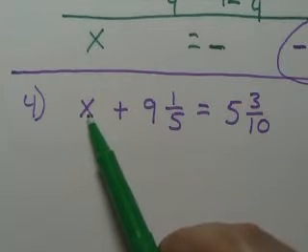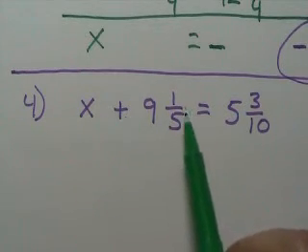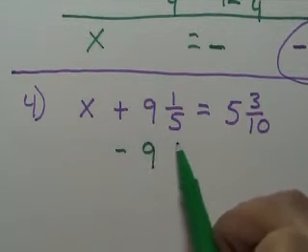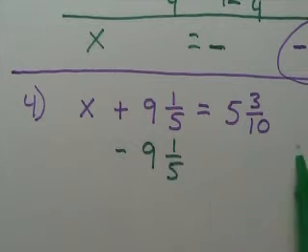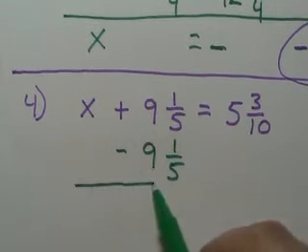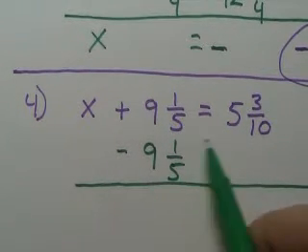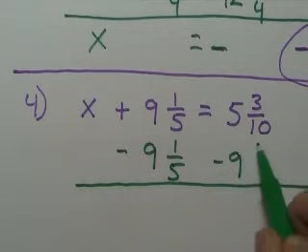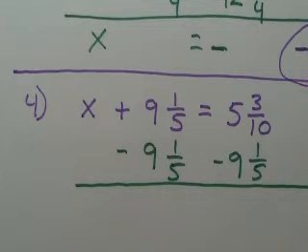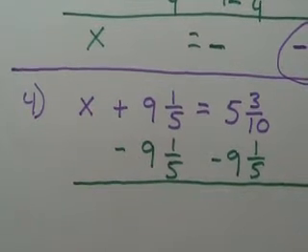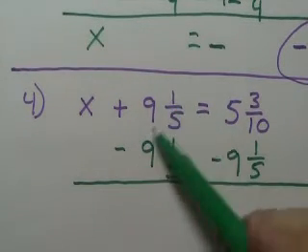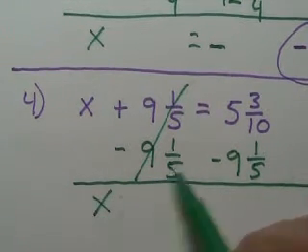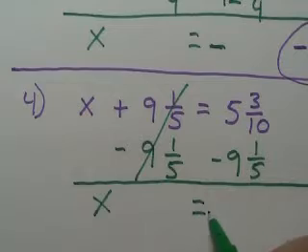So let's see, I want x by itself, so I need to get rid of plus 9 1/5. So I subtract 9 1/5. But I have to do that to both sides. You have to be fair. Hey, what you do to one side, you have to do the other side. So I'm going to subtract 9 1/5. Okay, if I do all that, this is 0. So that's gone. And that just leaves you with the letter x. And I'll bring down my equals.